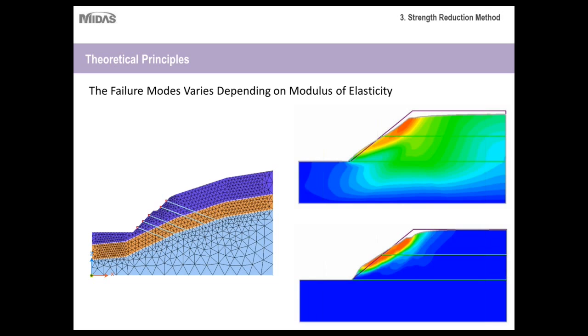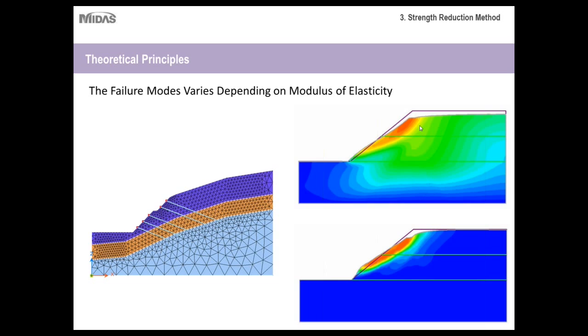Okay, so another thing to keep in mind is that the modulus of elasticity will greatly affect your failure mode. As you can see, we have one slope here, and it's the same project, but the only thing that was changed was the modulus of elasticity. In this top slope, the modulus of elasticity was set to a much lower value, and because of that, the slope deforms in a much different way than this bottom one here, where the modulus of elasticity is much higher.